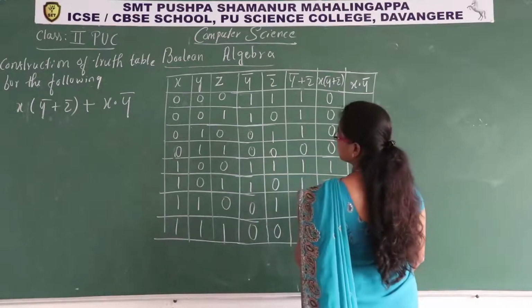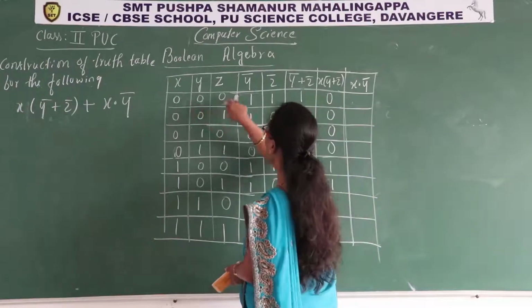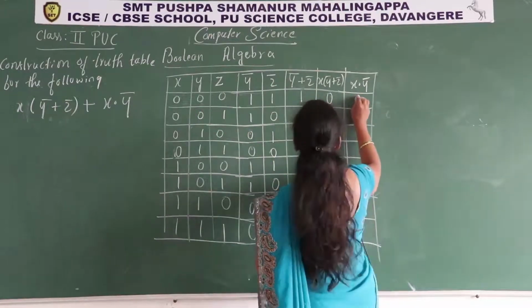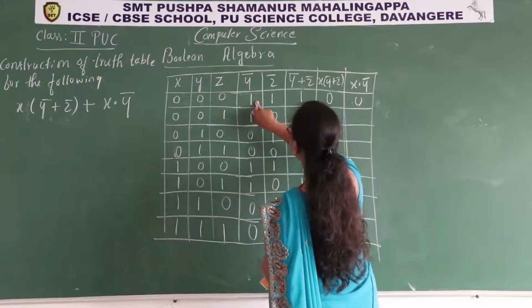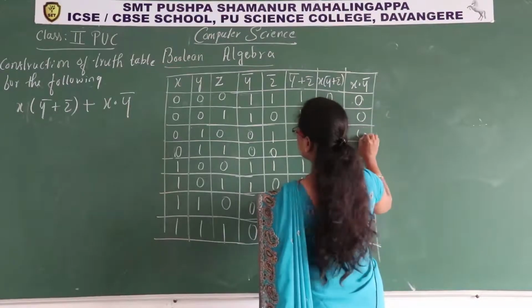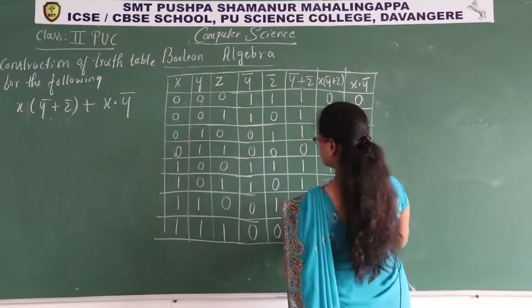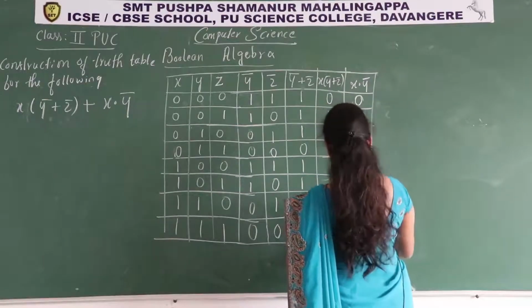X dot y bar, between these two columns, x and y bar. AND operation, no? 0 0 0 0 1 1 0 0.